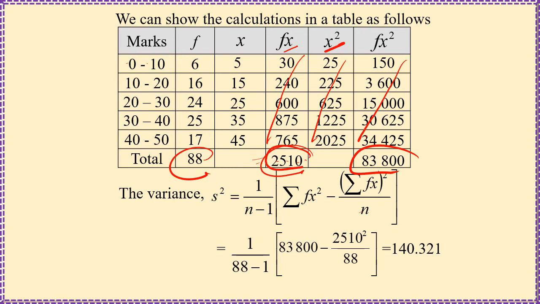Okay, now how about the standard deviation? So standard deviation is just the square root of the variance. So standard deviation S is equal to the square root of 140.321, which is equal to 11.846.